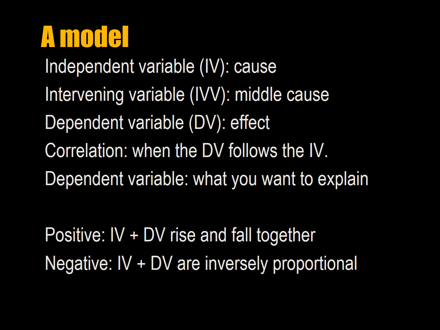When we say there's a positive relationship between an IV and a DV, we mean they go up together, but they also go down together. For example, if I get more customers, then I'm going to make more money, right? But if I get fewer customers, I make less money. That's still a positive relationship because the IV and the DV are going up and down together.